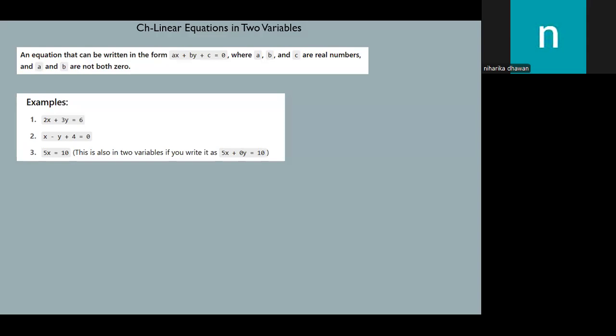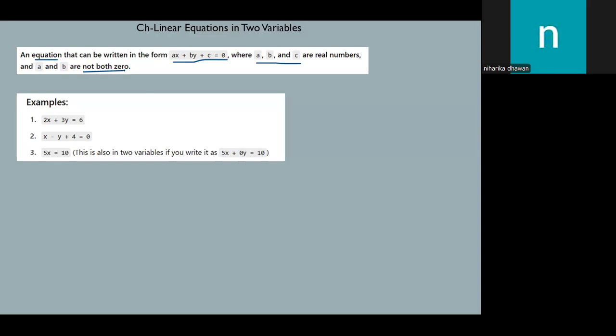So what is a linear equation in two variables? An equation that can be written in the form ax plus by plus c equal to 0, where a, b, c are real numbers and a and b should not be equal to 0. Both should not be equal to 0. We call such kind of equation a linear equation in two variables.